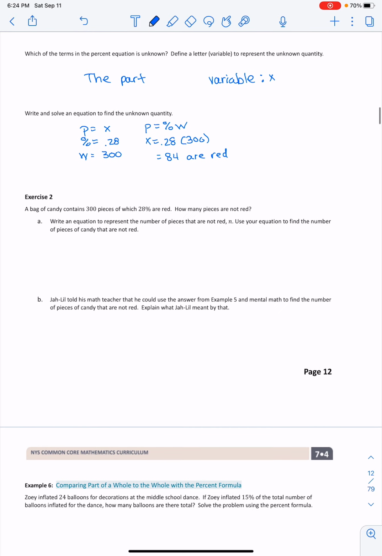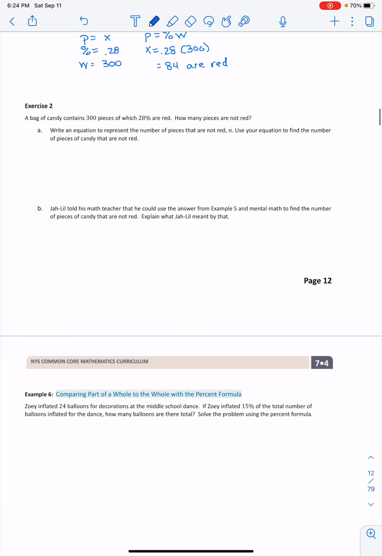So in exercise 2, it says a bag of candy contains 300 pieces of which 28% are red. How many pieces are not red? A says, write an equation to represent the number of pieces that are not red, n. So that's the variable that we will use. It says, use your equation to find the number of pieces of candy that are not red.